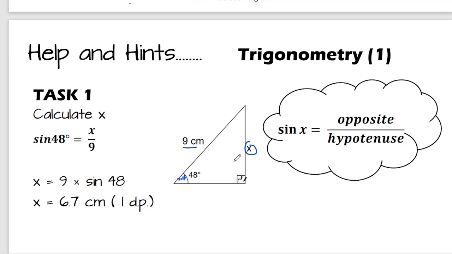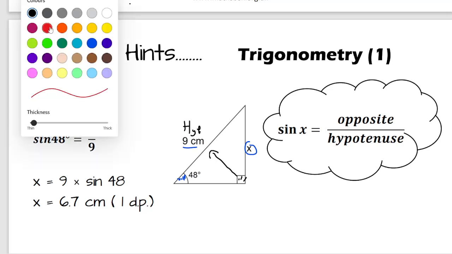So directly from the right angle, if we go diagonally across to the opposite side and put an arrow, that will always be our hypotenuse. So our hypotenuse is always opposite the right angle. So that's your first step to do.